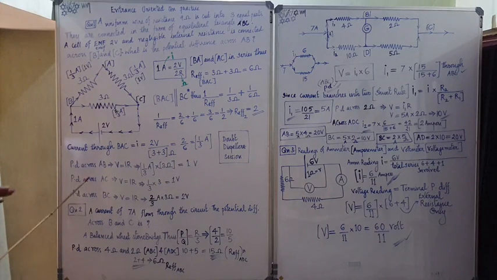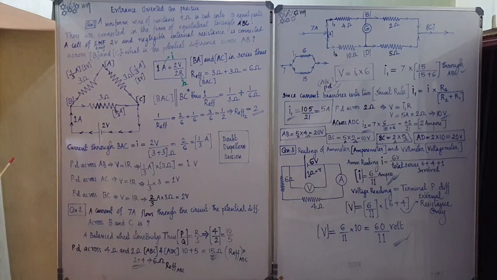The potential difference across AB, the first section: what is the potential difference? V is equal to IR. We know that the current, 1 by 3 ampere, is going through this and the resistance is 3 ohm, which is over here. So 1 volt is the potential difference across the AB section.